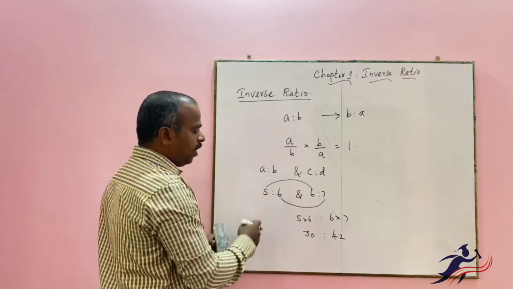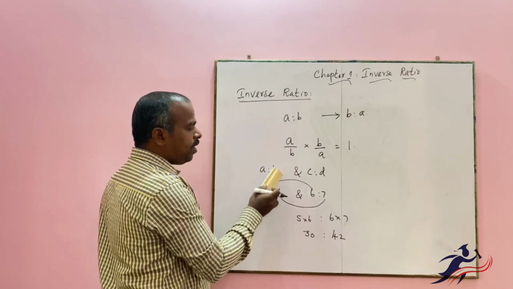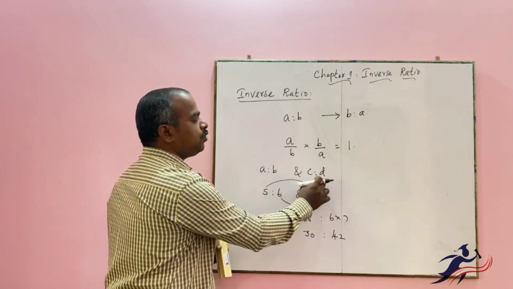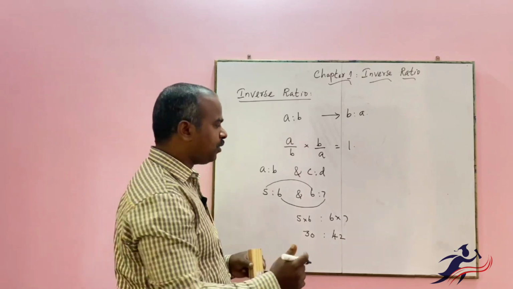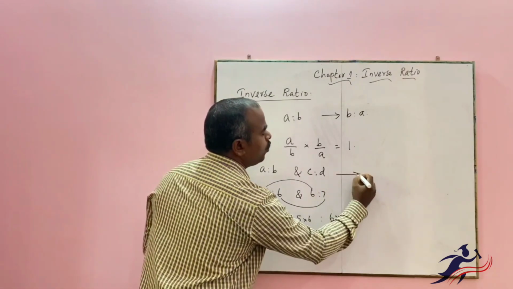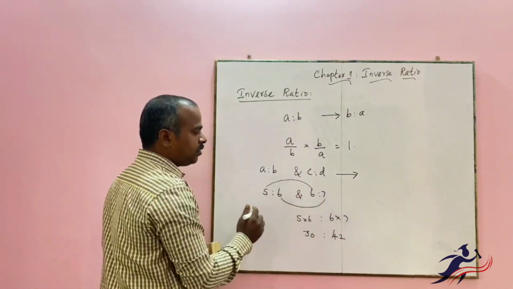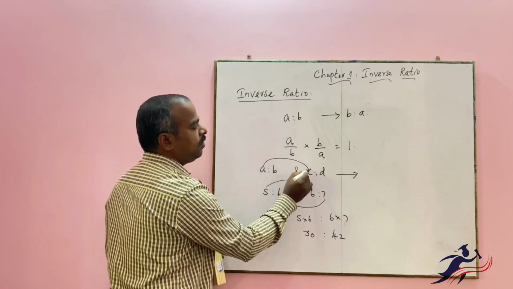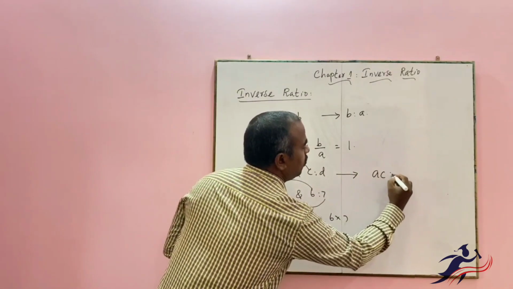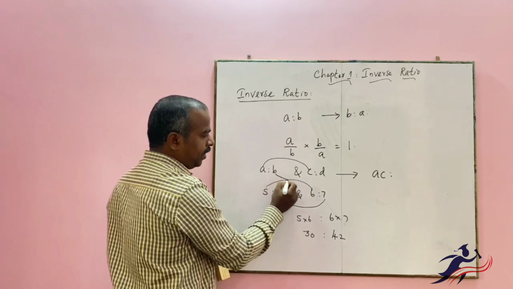So, in general, if A is to B and C is to D are any two ratios, then the compounded ratio of these two ratios is AC is to BD.